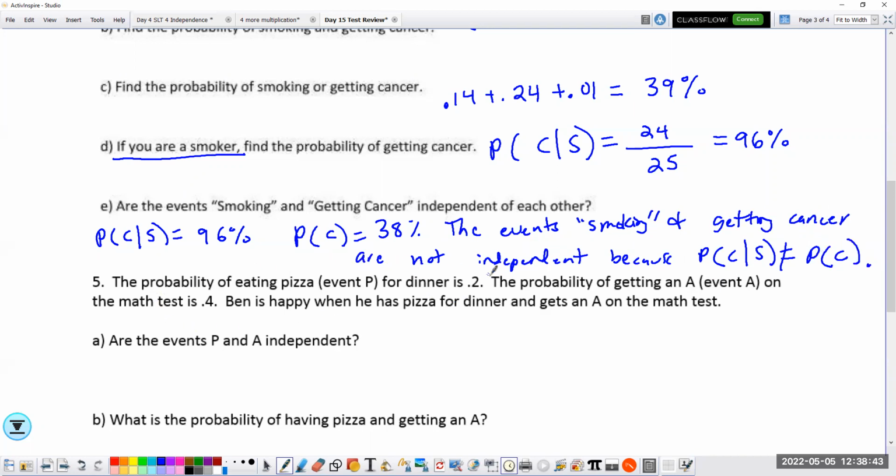Probability of eating pizza for dinner is 20%. The probability of getting an A on a math test is 0.4%. Ben is happy when he has pizza for dinner and gets an A on his math test. Are these events independent? So I'm only given the probability of pizza and the probability of having a math test. And the question is, are these events independent? I'm going to go with yes.